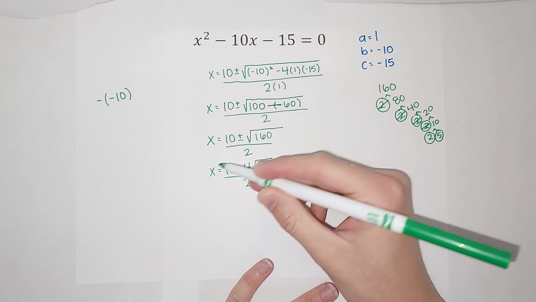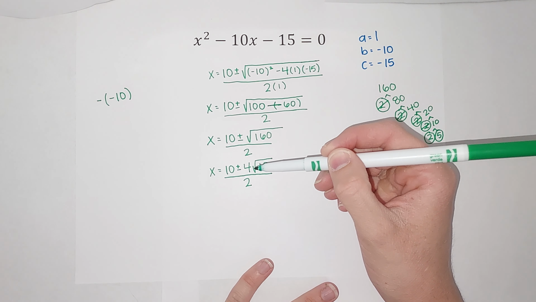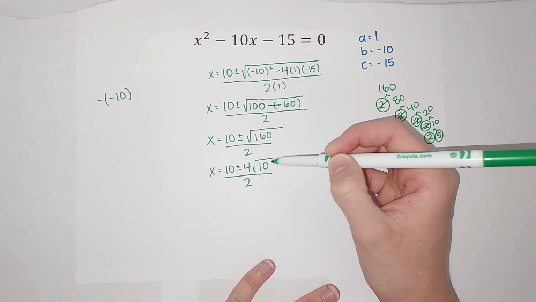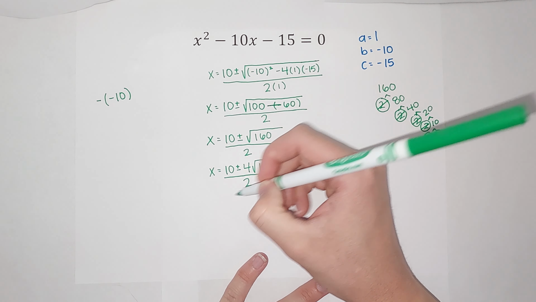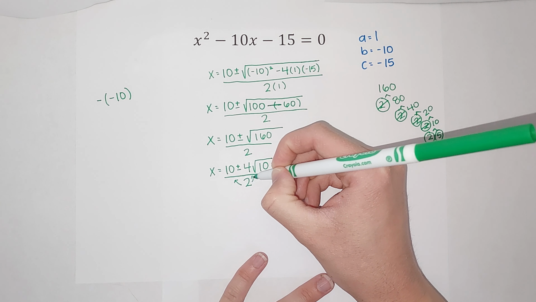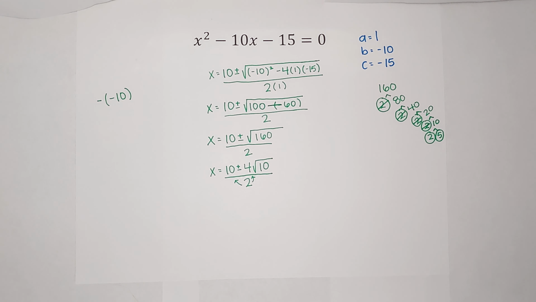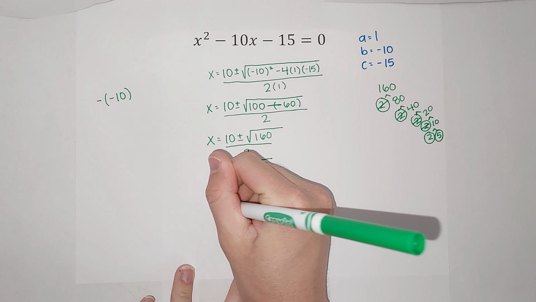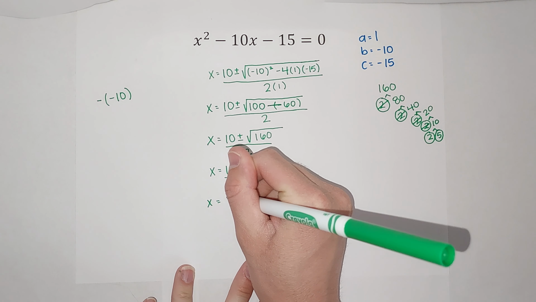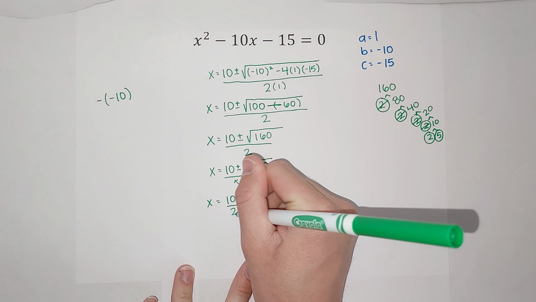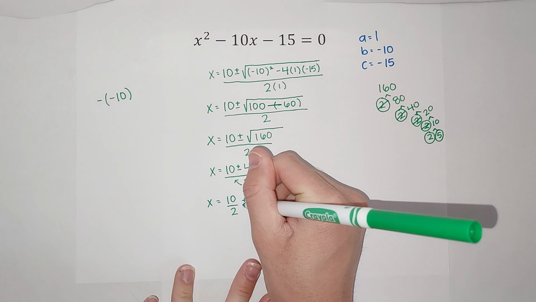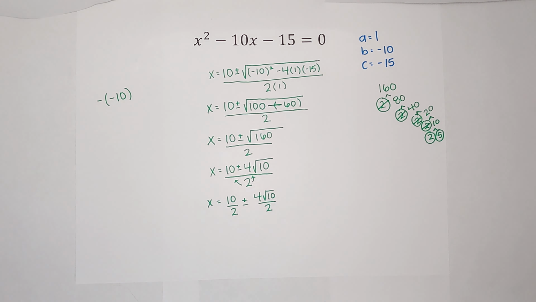So these numbers are being divided by that 2. We can't add and subtract these because of that square root, but what I can do is distribute this 2. A lot of times we do it with multiplication, but you can also do it with division. So what that is going to look like is x equals 10 divided by 2 plus or minus 4 square roots of 10 divided by 2. We just distributed that 2 so that we can simplify even further.